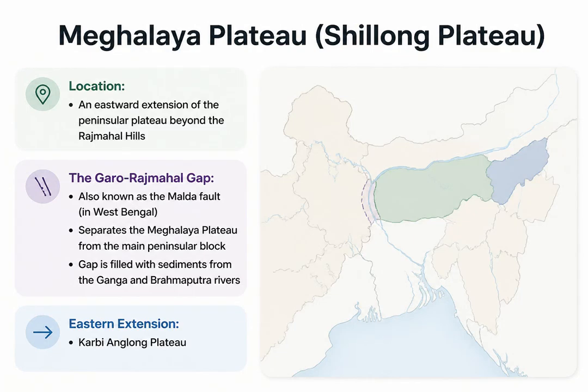Far to the northeast, beyond Bangladesh, lies the Meghalaya, or Shillong Plateau. It might look isolated on a map, but it is actually a direct eastward extension of the peninsular plateau. It was separated from the main block by a massive geological depression known as the Garo-Rajmahal Gap, or Malda Fault. Over millennia, this gap was filled in by thick sediments deposited by the Ganga and Brahmaputra rivers. The plateau even extends further east into what is called the Karbi Anglong Plateau.